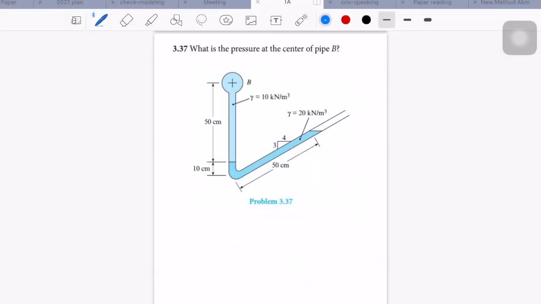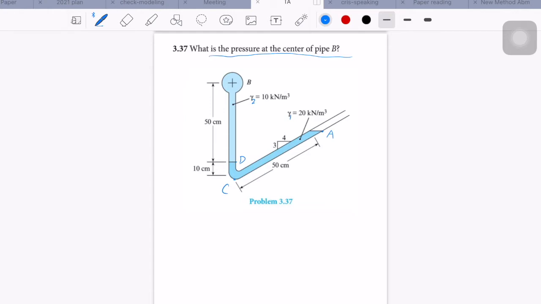For the fifth problem, we need to determine the pressure at center of pipe B. First, we assume this is point A, this is point C, this is point D, and this is gamma 1, this is gamma 2. To solve this problem, we need to calculate the pressure from point A to point B. The Professor Diblas in the lecture told us how to calculate the pressure at a given point. But first, we need to identify a reference point and the pressure values at that reference point.